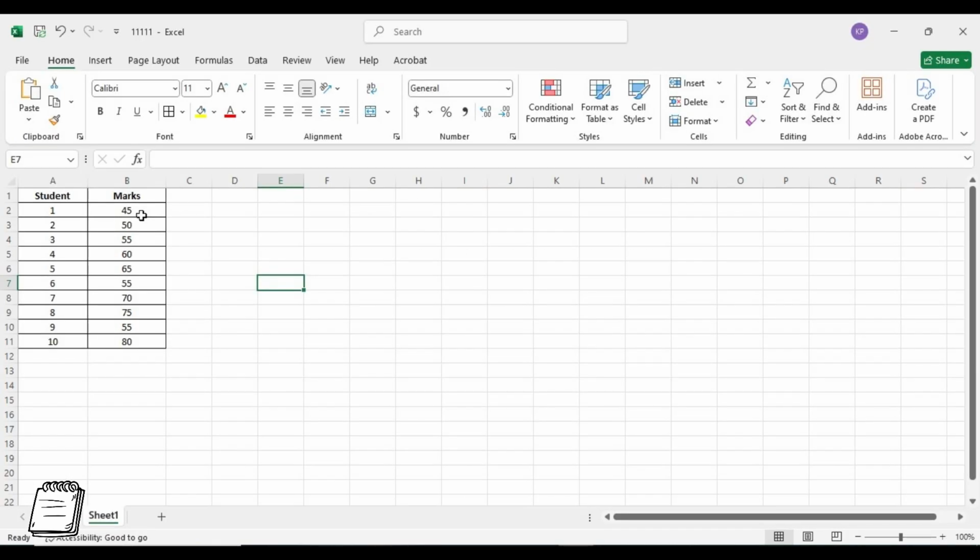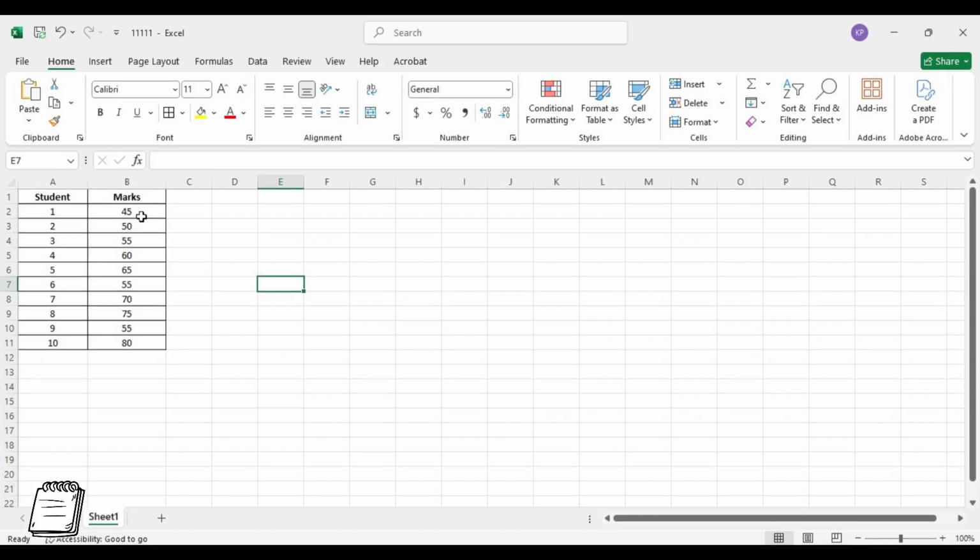Let's use an Excel sheet to calculate the mean. We have here a student list and the marks that all students acquired from the test. So there are 10 students and their marks. So this is the data which is ungrouped data.